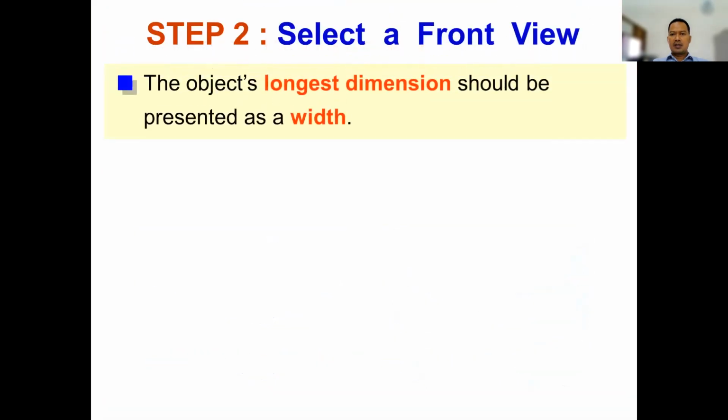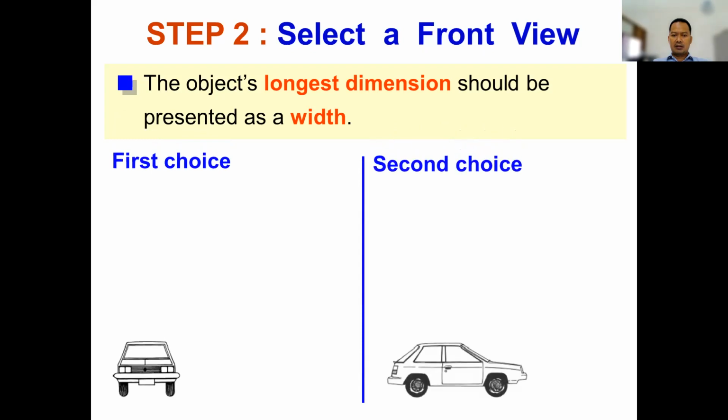Step 2, select a front view. The object's longest dimension should be presented as a width. For example, this is the figure of a car. The first choice for the front view is this one. And the second choice, this is the front view choice in technical drawing.